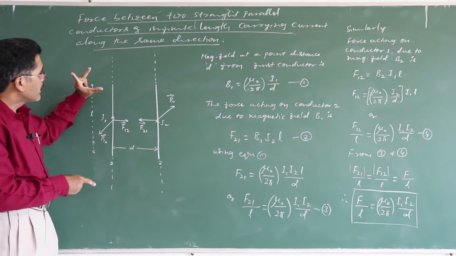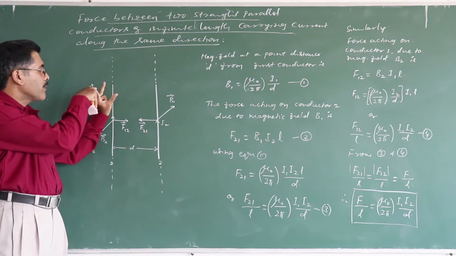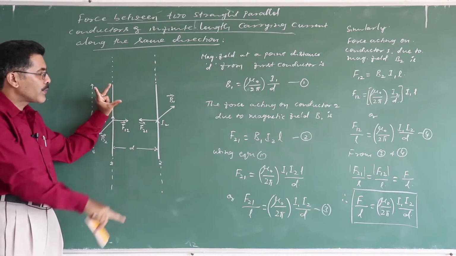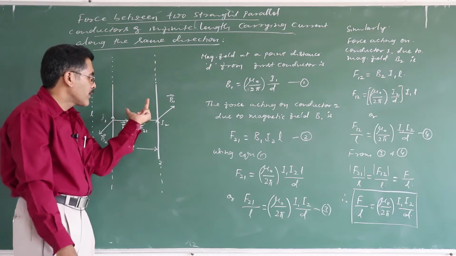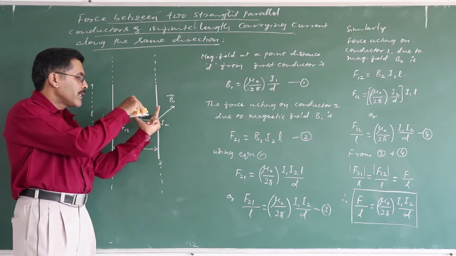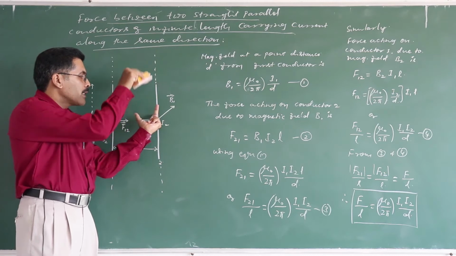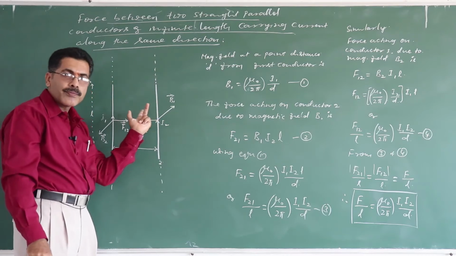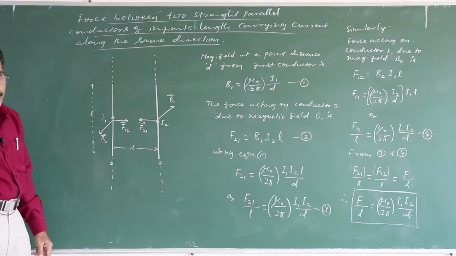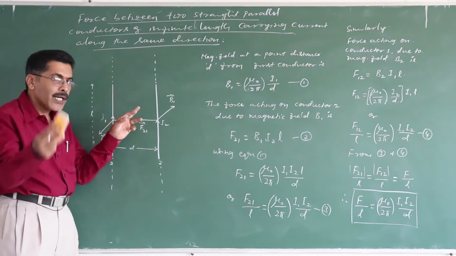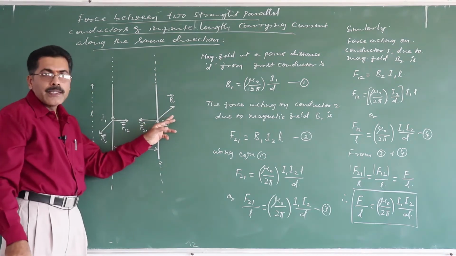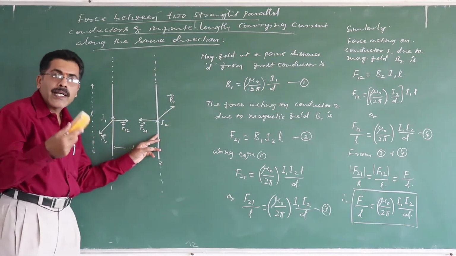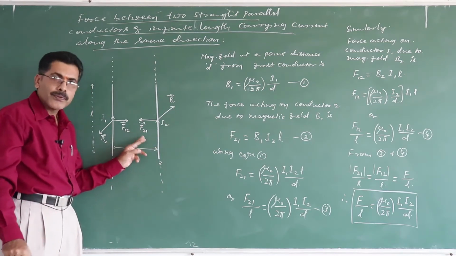In this case, current flows in this direction, the magnetic field is towards you, and this is the direction along which force acts. This is the direction of current, this is the force, and this is the direction of magnetic field. It is into the board, away from you. Because of the magnetic field of the first conductor, the current carrying second conductor experiences this much force.